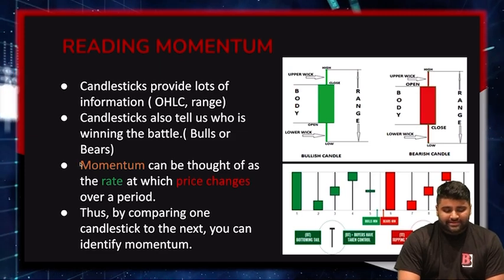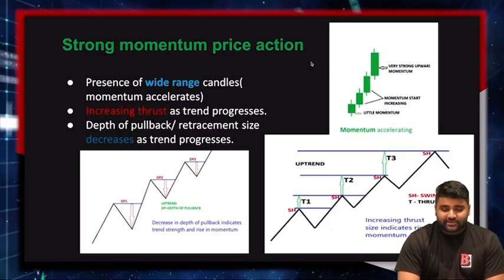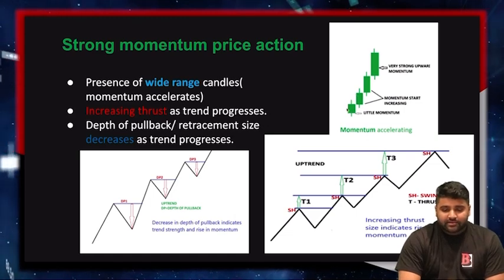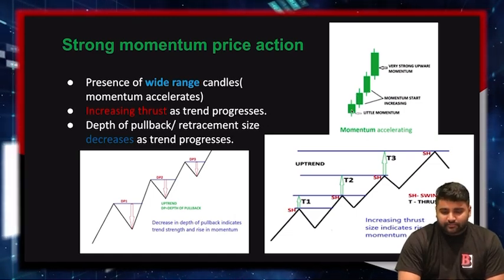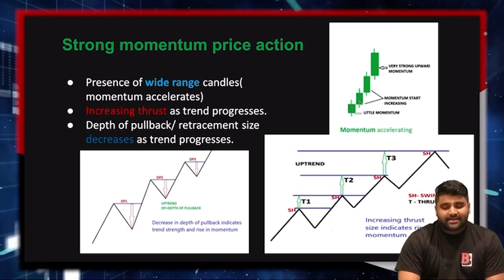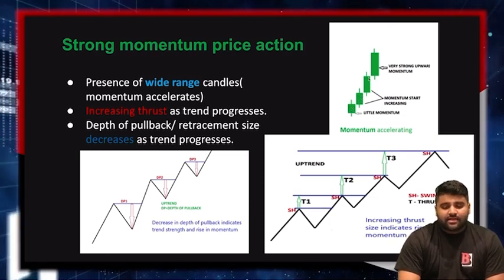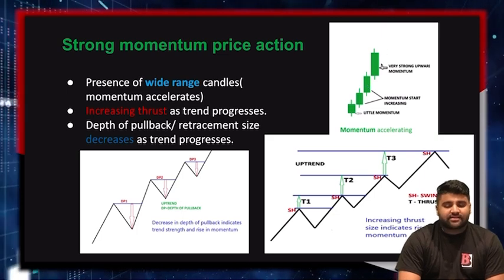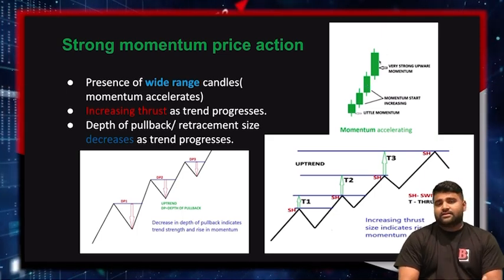I'm going to quickly jump to the next slide. I want to show you guys some images. In this case, let's say this candle over here is a $2 candle. The next candle here is a $4 candle. The next one here is a $6 candle. Next here is an $8 candle. Now what is happening here?